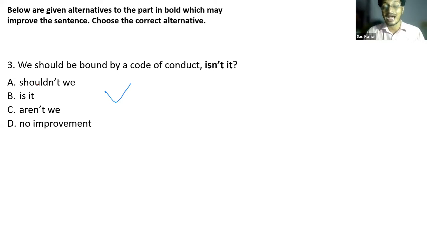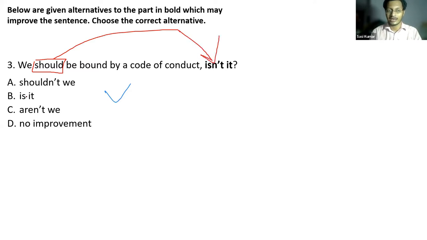Now, first of all, let us understand what is being converted into a question tag. What is the modal being used here? Should. So what should be used in the question tag? Should itself. Therefore, my answer cannot be B. My answer cannot be C.